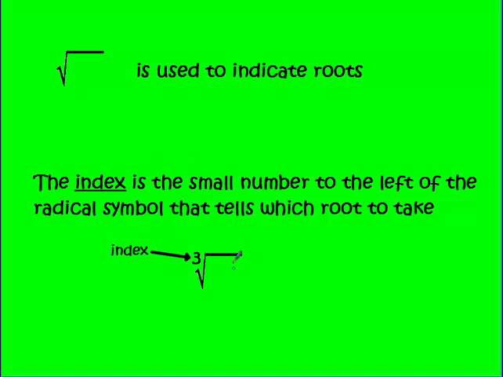If I have the cube root of 8, you are saying to yourself, what number times itself 3 times gives you 8? Well, 2 times 2 times 2 gives you 8, so the cube root of 8 is 2. The cube root of 27: what number times itself 3 times gives you 27? 3 times 3 times 3 gives you 27, so the cube root of 27 is 3.